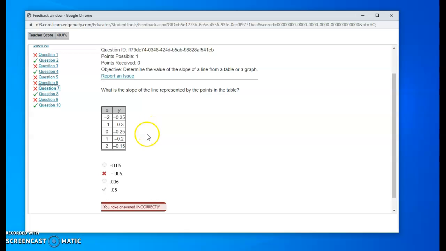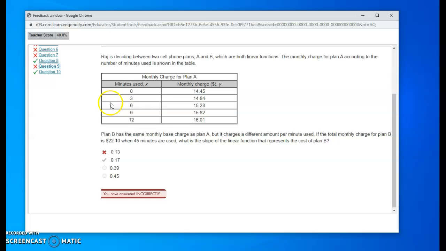Okay, what is the slope of the line? So kind of the same thing. I'm going to take 2 of my x's here and subtract them, 2 of my y's and subtract them. And remember, our y's are going to come first. So if I take negative 0.3 minus negative 0.35, we're going to get negative 0.05. And then negative 1 minus 2 is a positive 1. So we get that and divide it. We end up with positive 0.5.